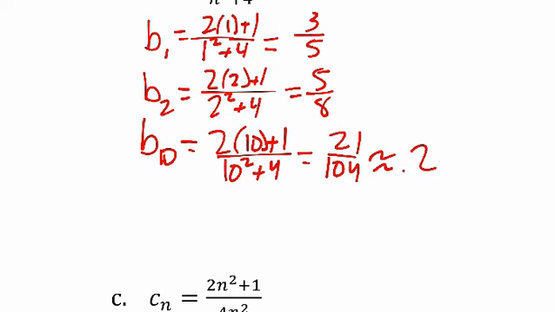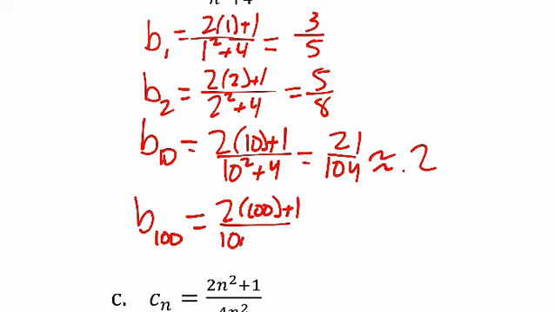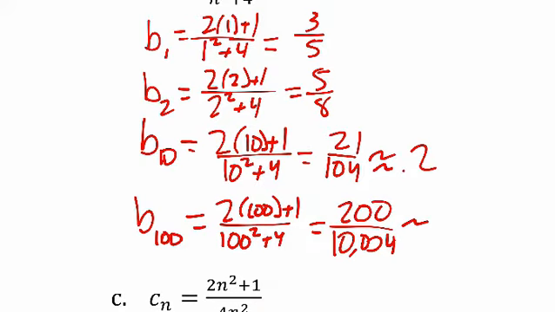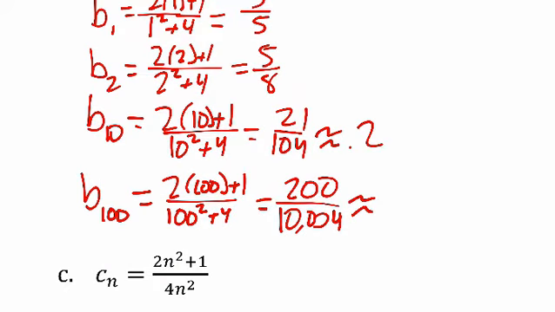If I go, let's say, b sub 100, we're going to have 2 times 100 plus 1 over 100 squared plus 4. 2 times 100 plus 1 gives us 201. 100 squared is 10,000 plus 4 is 10,004. Now if we type that into a calculator, it's going to give us about 0.02.